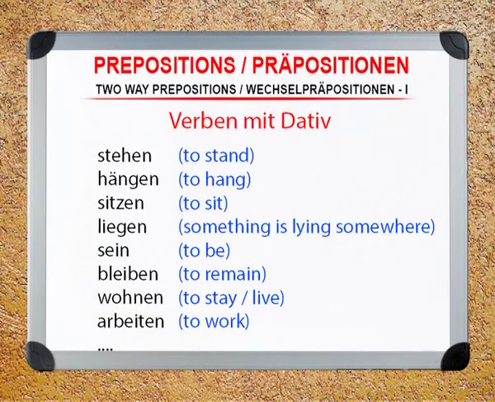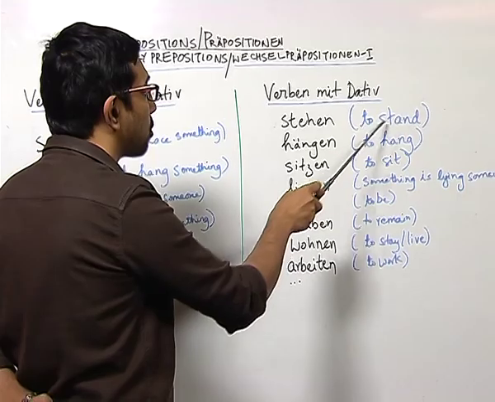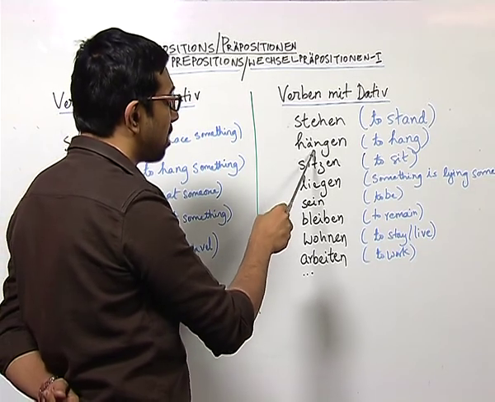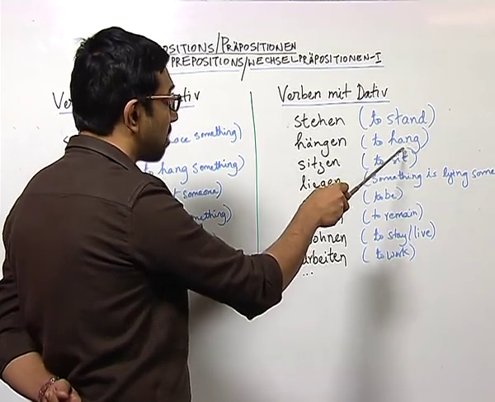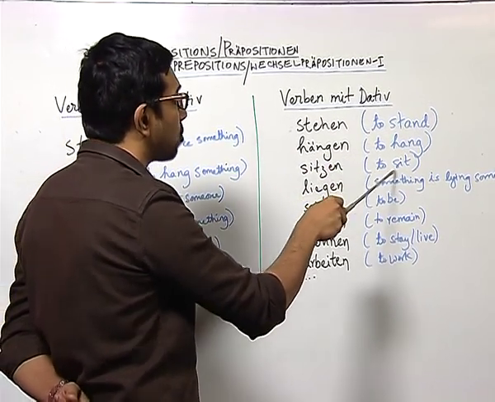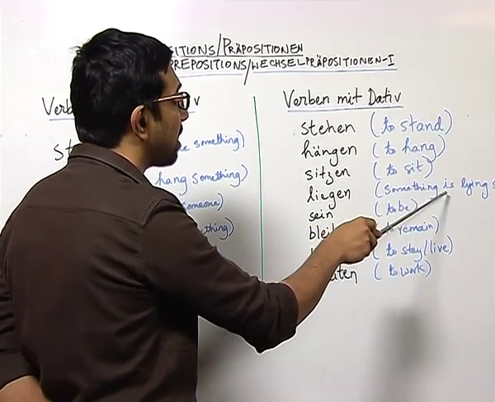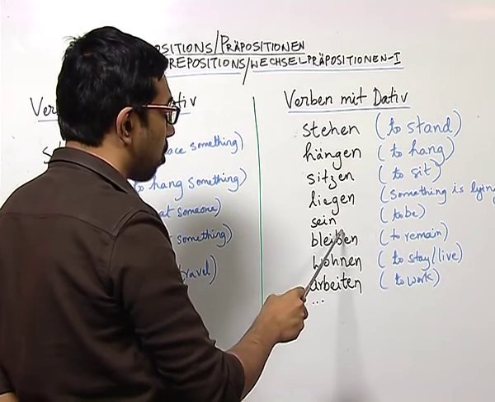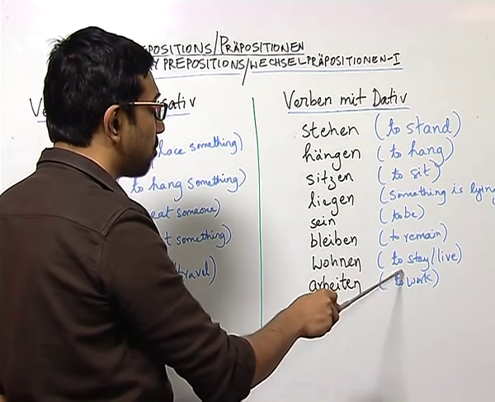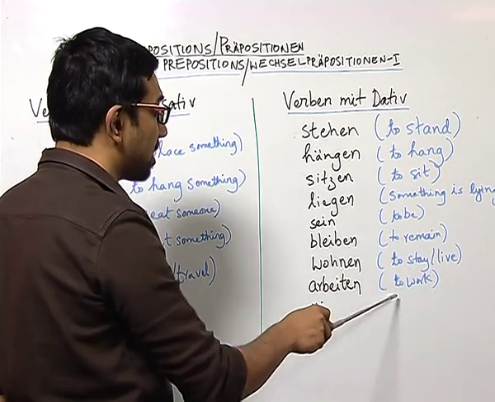Now, let us look at the verbs with dative, which I have written as "Verben mit Dativ". Now, the verbs here are stehen, which means to stand, hängen, which is a verb from the previous category, which also means to hang, but in this context it has a different meaning. Sitzen, to sit. Liegen, something is lying somewhere. Sein, you are already familiar with this verb, to be. Bleiben, which means to remain. Wohnen, which means to stay or to live. And arbeiten, which means to work.